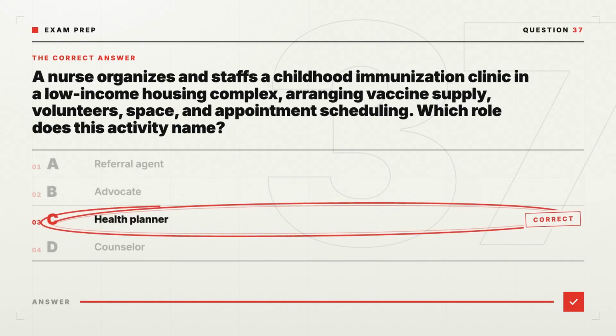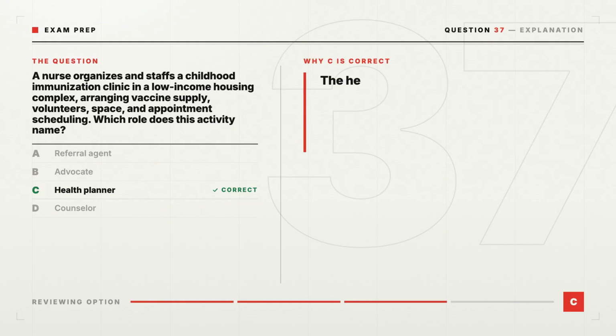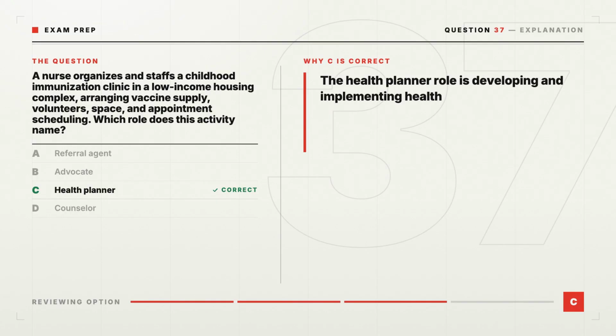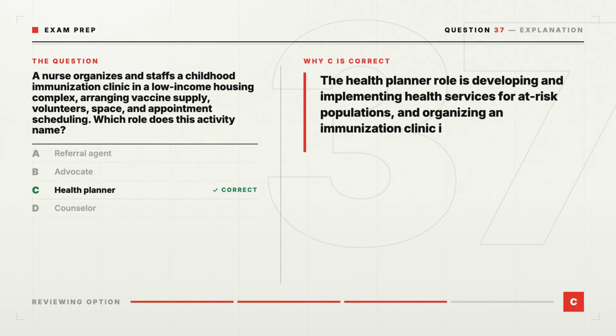The correct answer is C. Health planner. C is correct because the health planner role is developing and implementing health services for at-risk populations, and organizing an immunization clinic is the course's own example of it. The signal is the building of a service where none existed, complete with logistics. Planning and standing up delivery capacity is the distinguishing activity.